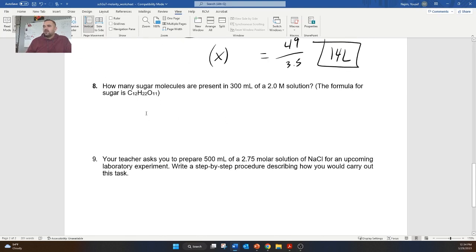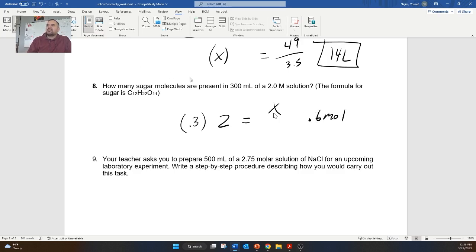All right, let's go ahead and look at this one. How many sugar molecules are present in a 300 milliliter 2 molar solution? So first thing we're going to do is plug this up. So we got 2 molar on this side. That's going to be equal to x over 300, or not 300, this should be 0.3. And how many molecules? So first thing we need to do is we need to solve for moles. How do we solve for moles? Multiply by 0.3. So then this goes away. And then what? All right, so 0.6 moles.